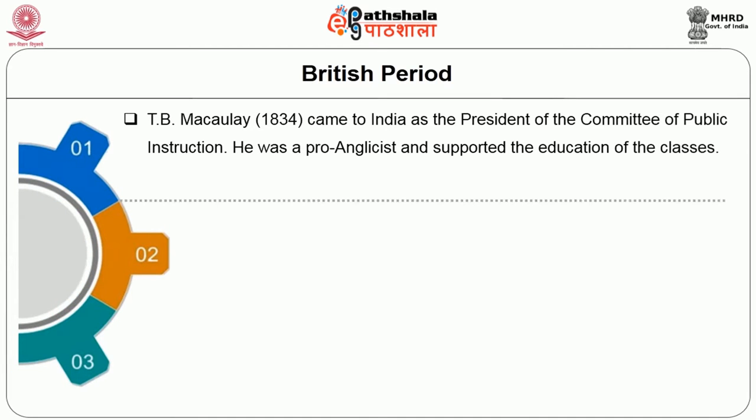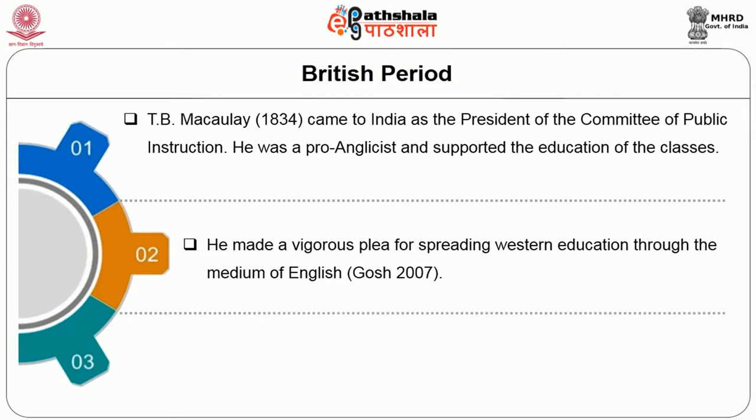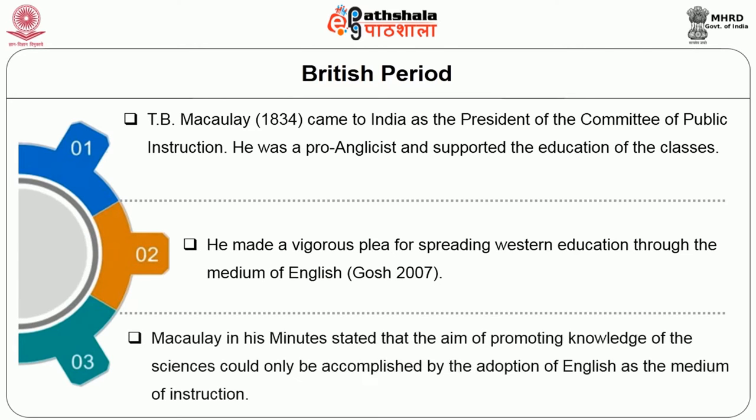In 1834, T.B. Macaulay came to India as the president of the Committee of Public Instruction. He was a pro-Anglicist and supported the education of the upper classes. He made a vigorous plea for spreading Western education through the medium of English. Macaulay, in his minutes, stated that the aim of promoting knowledge of the sciences could only be accomplished by the adoption of English as the medium of instruction.